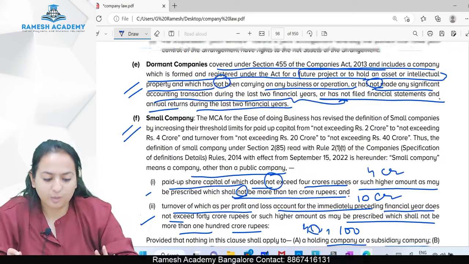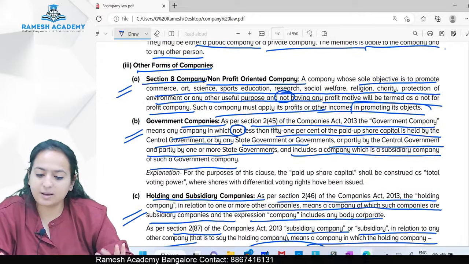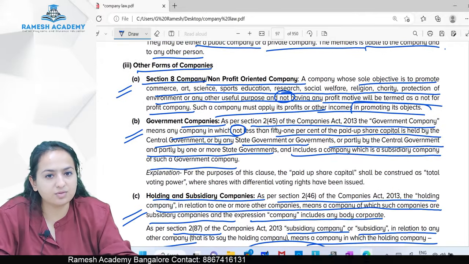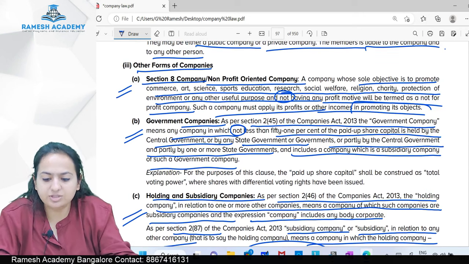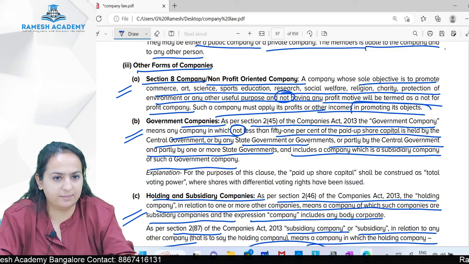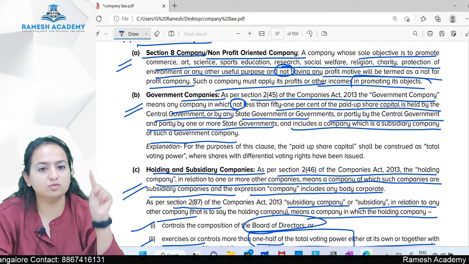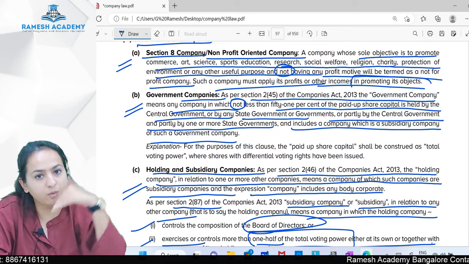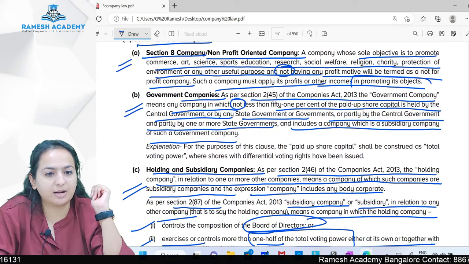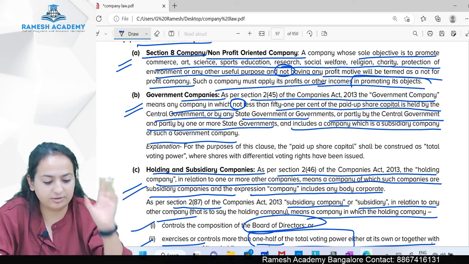So, quickly we will revise this. What is a Section 8 company? It means its motive is just for social education, welfare, religion, charity. This is a Section 8 company, an NPO. Government companies, Section 2 subsection 45: not less than 50% of the paid-up share capital is held by the Central Government or the State Government.